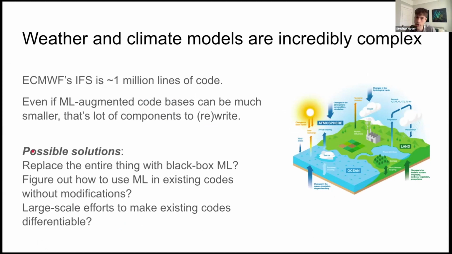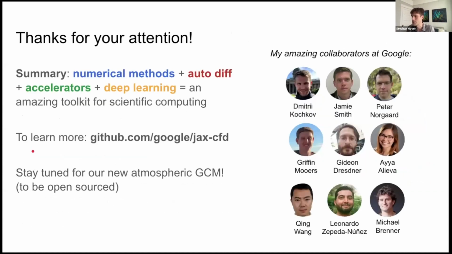So what can we do about this? Maybe do what NVIDIA is trying to do, replace the whole thing with machine learning. I'm not sure how well that's going to work given some of these generalization concerns. We can maybe put machine learning into the existing codes, but I think that's also going to be hard because you can't optimize the whole thing together. And short of that, we'll need large-scale community efforts to figure out how to port existing methods to make them differentiable.